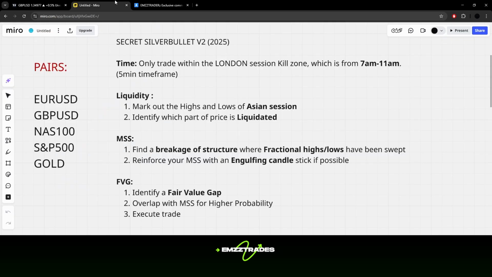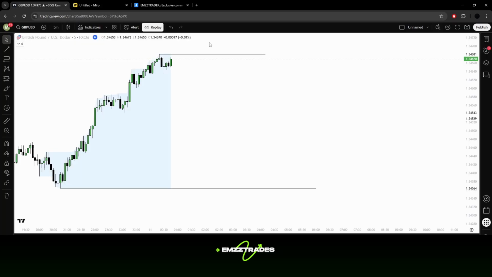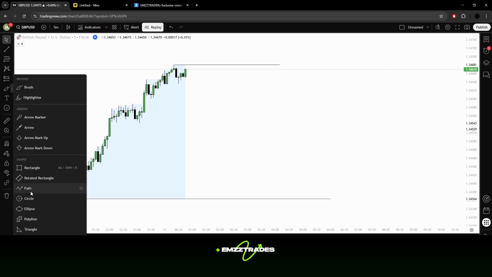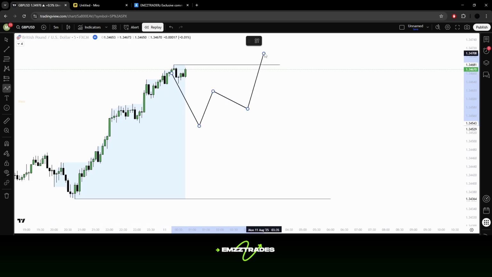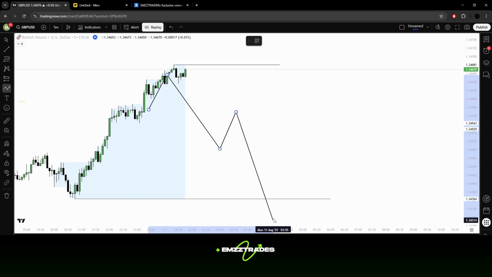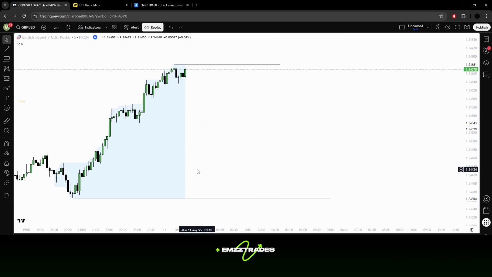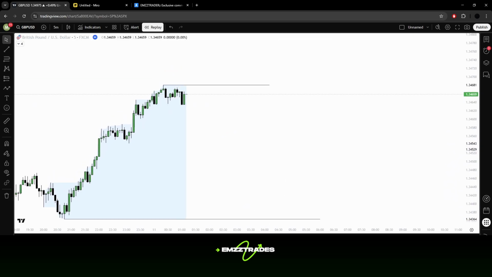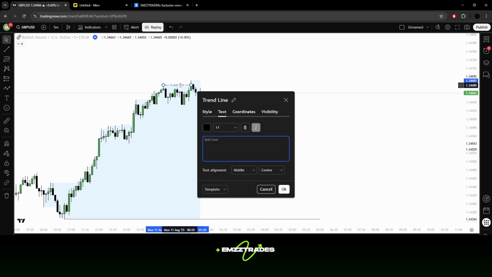And as soon as you mark out the highs and the lows, you need to identify which part of price gets liquidated first. So what we need to do is wait for price to do a movement like this, sweep the highs, or wait for price to do another movement like this where it completely sweeps the lows. So if I play price forward now, as you can see, it's going down and then it's gone up to completely smash my highs. So what I need to do now is pay close attention because this could really change everything. So as you can see, this is Asian highs liquidity.